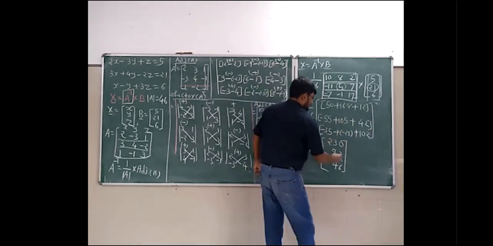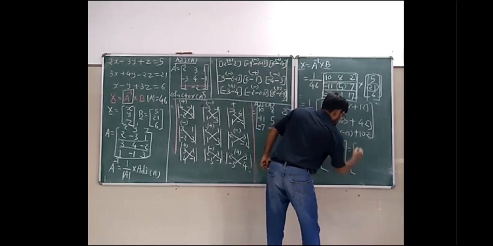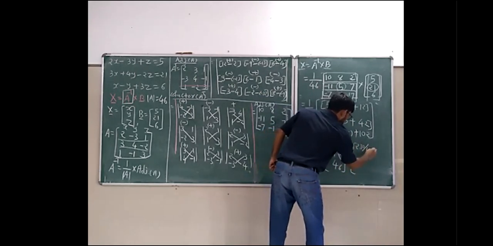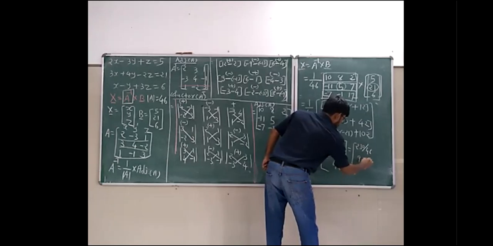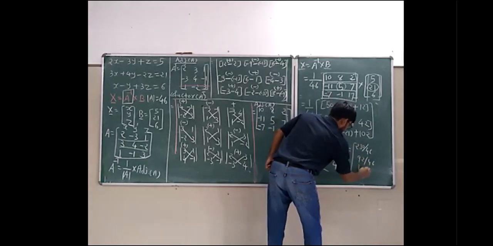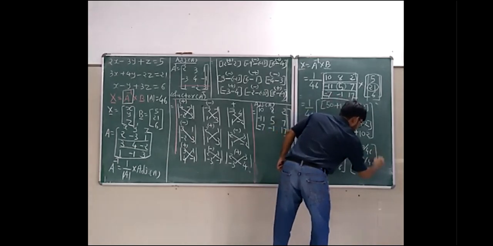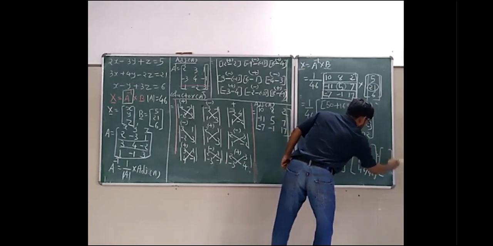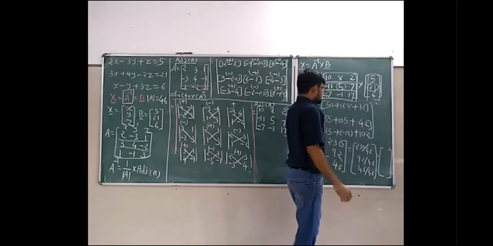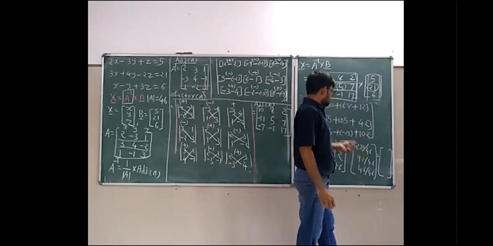Now divide all by 46. So 230 by 46, 92 by 46, 46 by 46. So we will get the answer of x, y, and z. So 46 into 5.